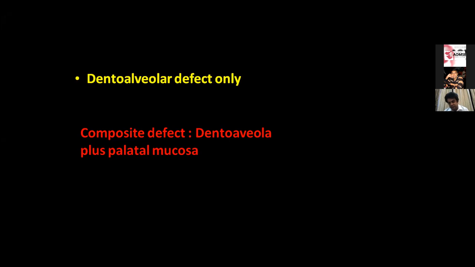And the third thing is, in a composite type of defect, suppose you decide that you would like to do it only with the prosthesis, then you decide what type of prosthesis you would like to use: only acrylic, metal acrylic, or metal ceramic. So that is why identifying the defect and the planning is more important.